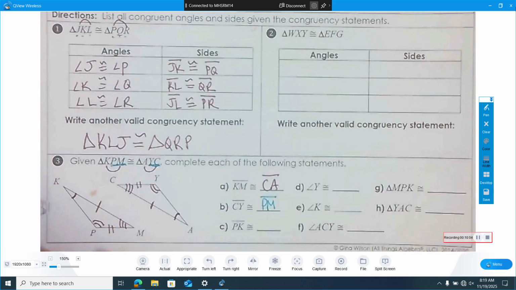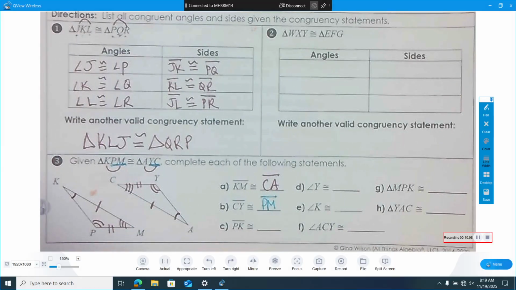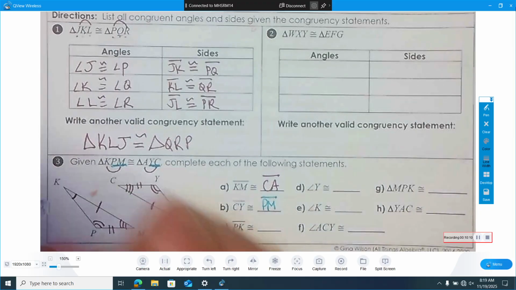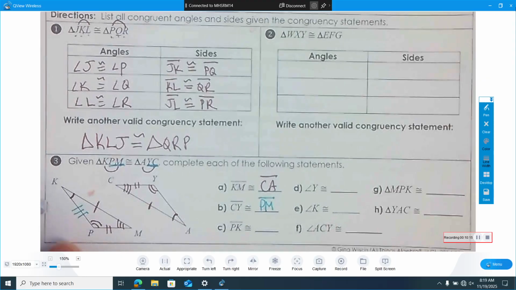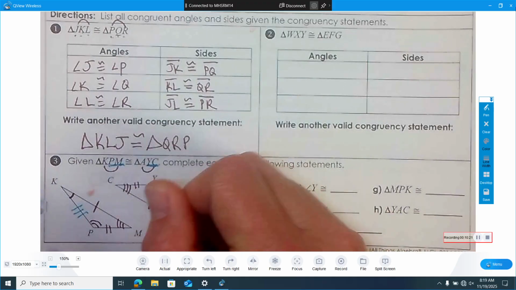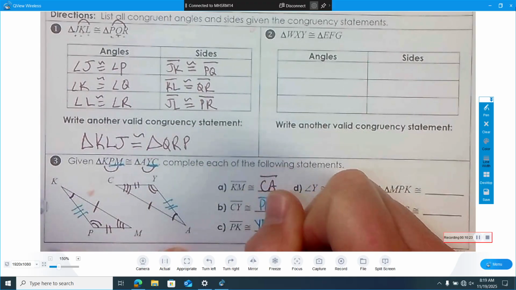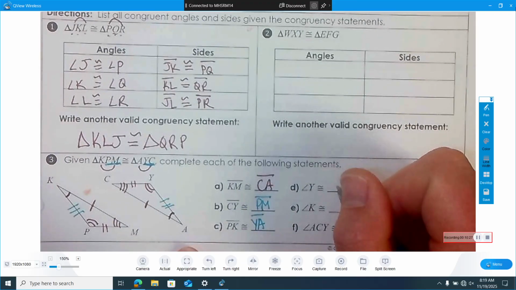There you go. All right. And then PK is this side right here, and that's going to get 3 tick marks. Should also match YA. YA. All right. So angle Y is congruent to angle P.